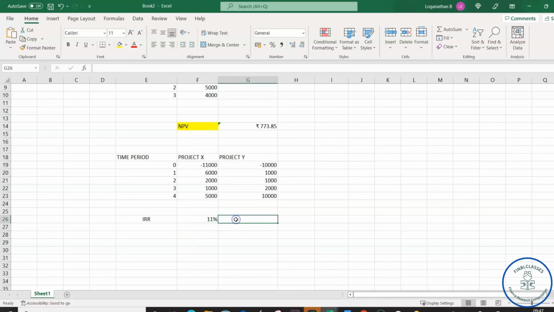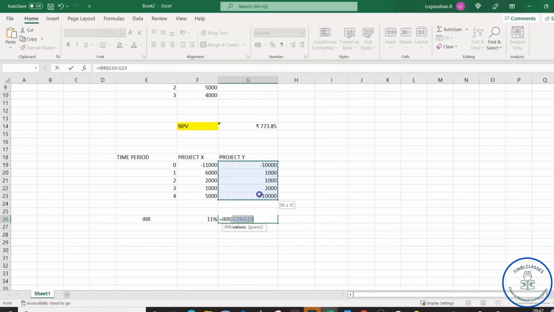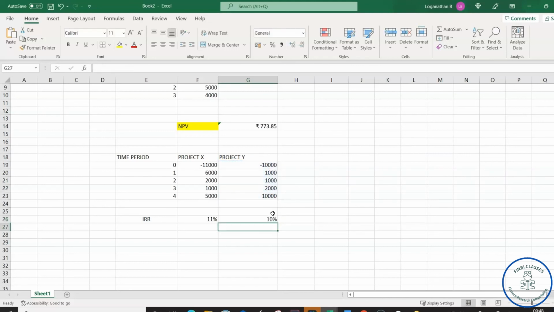In a similar way, equal to IRR, then it will be asking for the values. I'll be selecting all the values from G19 to G23, then comma, you press 0, close the bracket and enter. You find that project Y gives you an internal rate of return of 10%.